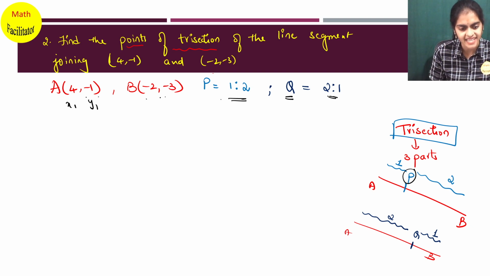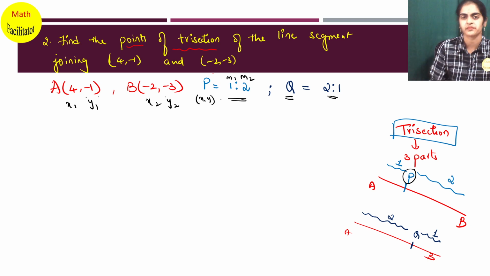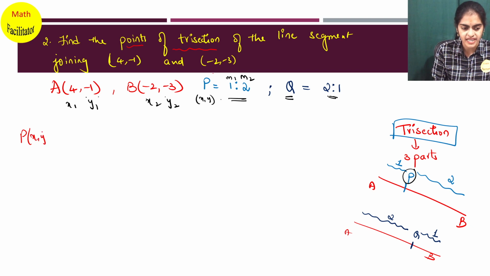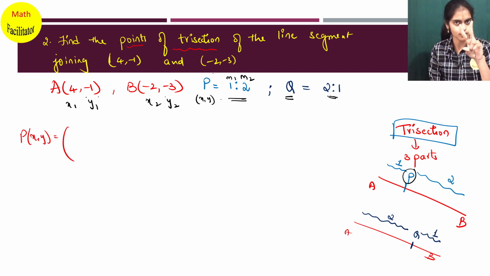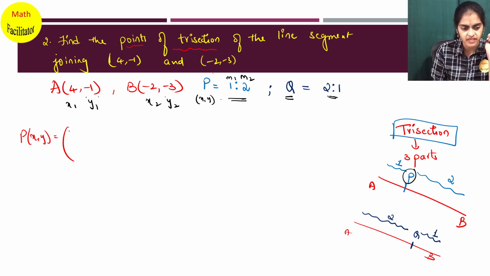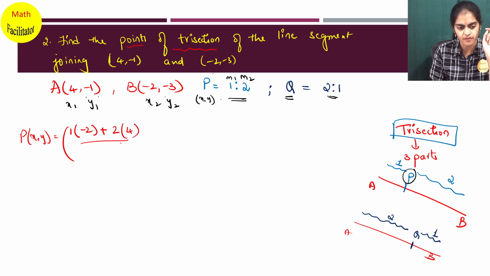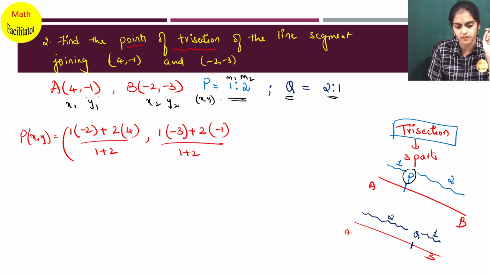So, I am considering A as x1, y1 and B as x2, y2. Now P, let us take it as x, y, and the ratio is m1:m2. Let's substitute in the section formula. What is the section formula? To get point P (x, y), we know it is (m1 x2 plus m2 x1) divided by (m1 plus m2). So m1 is 1 into x2 which is -2, plus m2 which is 2, x1 is 4, divided by m1 plus m2, which is 1 plus 2. Now again m1 y2 is -3 plus m2 y1 is -1, divided by m1 plus m2.